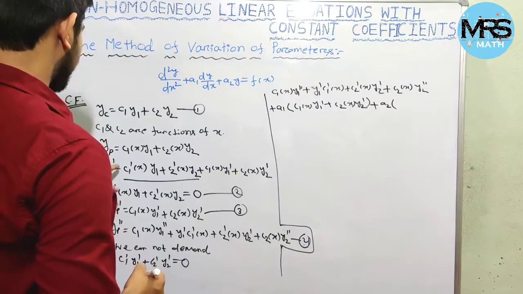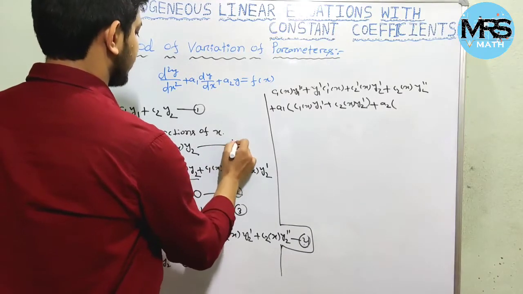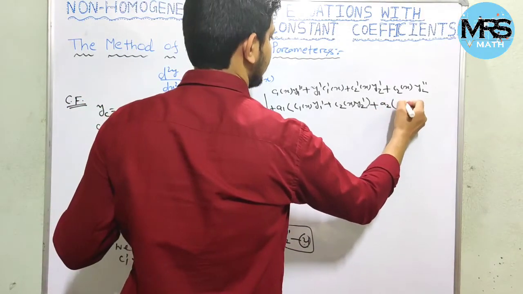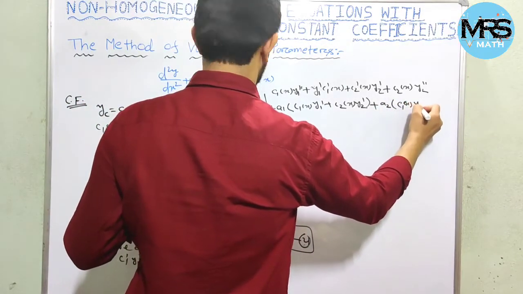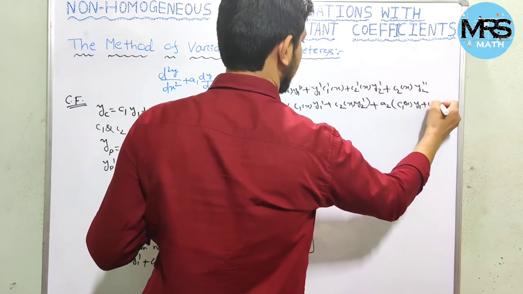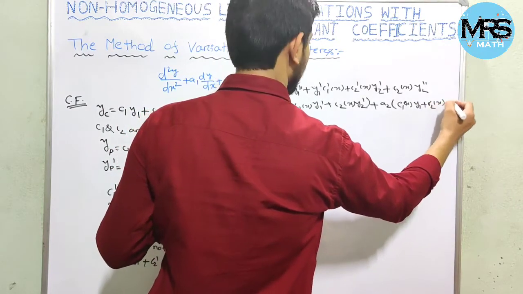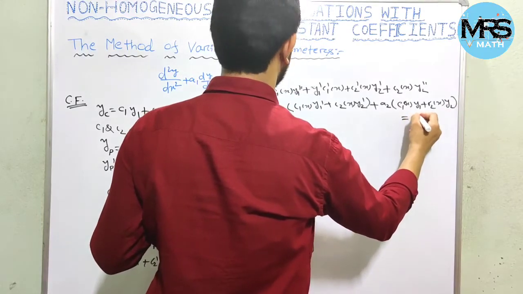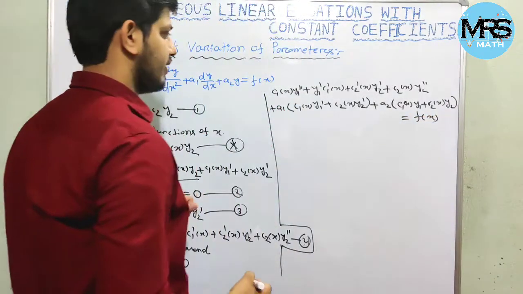This is our yp dash plus a2 into yp. So what is our yp? Yp is this one. Okay, let us take this one as start. So c1 of x y1 plus c2 of x y2. Okay, this is equal to our f of x.